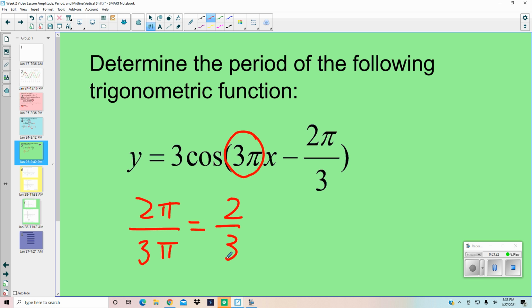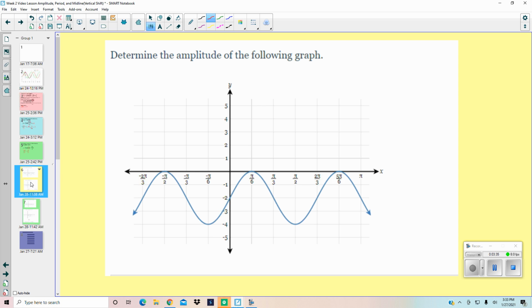These problems are not difficult. And in Delta Math, they're going to ask you just for the period or just for the amplitude or just for the midline. But when you're looking at the amplitude, they're actually going to show you a graph, rather than an equation.